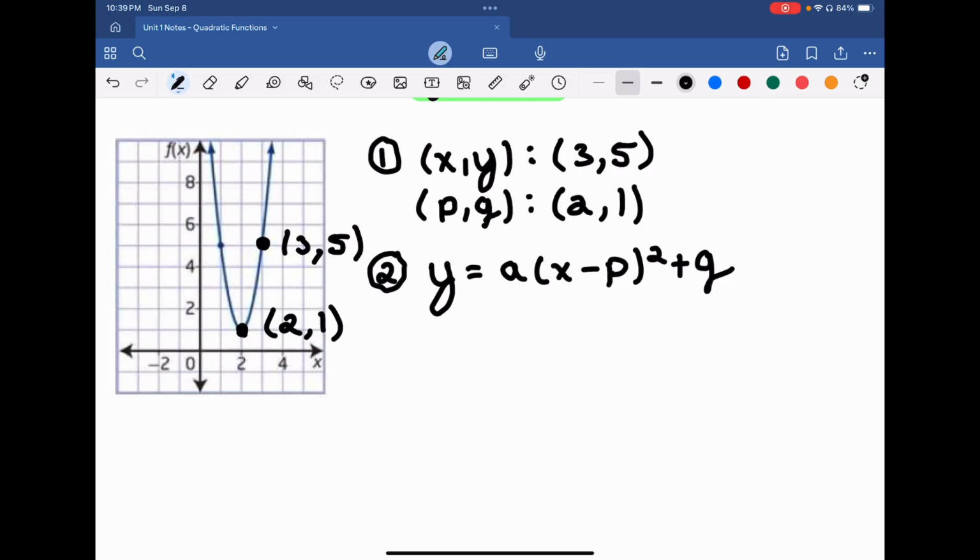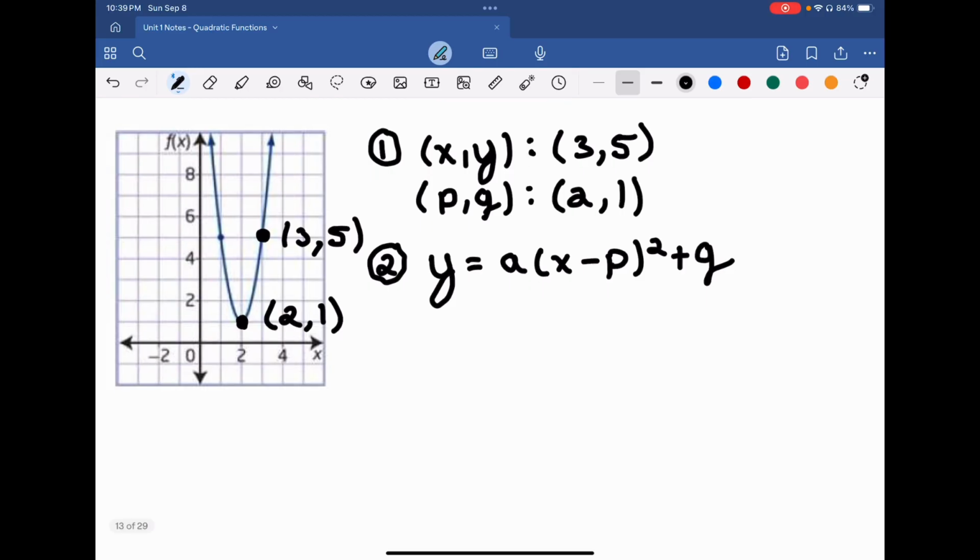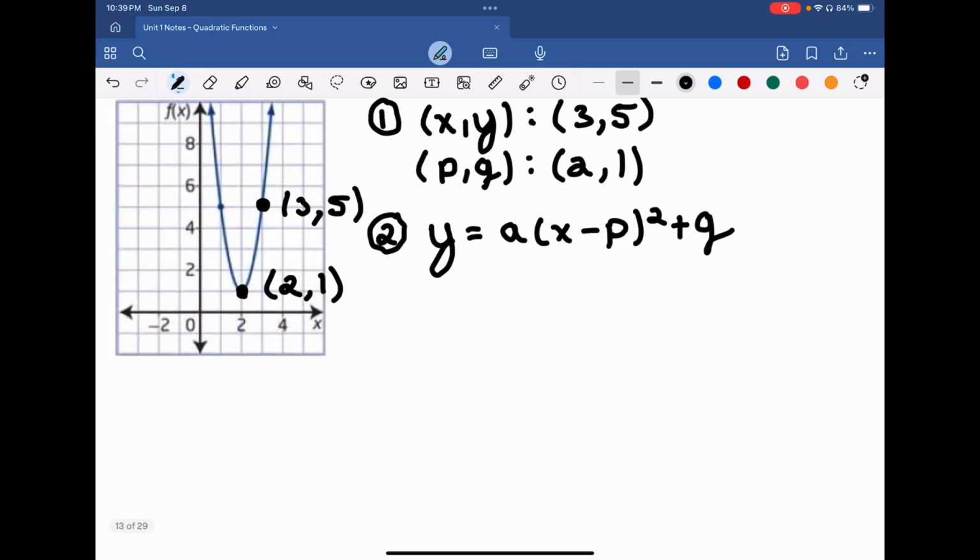Remember, you always want to write the general formula out. It's on your formula sheet. You do not have to memorize this. I would always start there just so that you can now fill in the blanks. Our y value is 5, so 5 is equal to the a, which we don't know. Our x value is 3. Our p value was 2, but because it is positive, now it's going to be negative. And then our q value is positive 1.